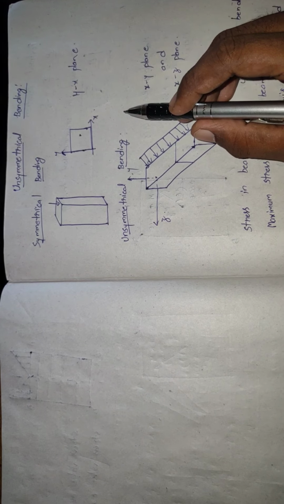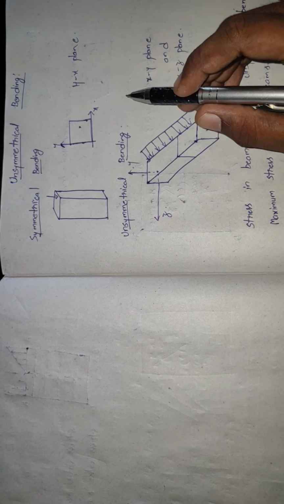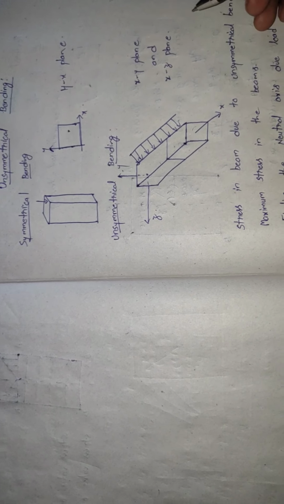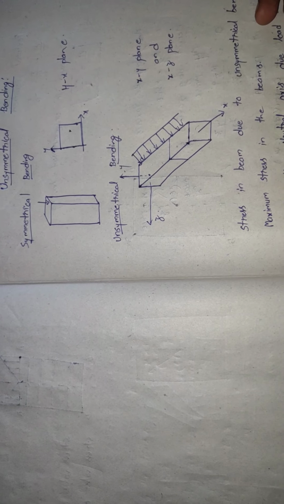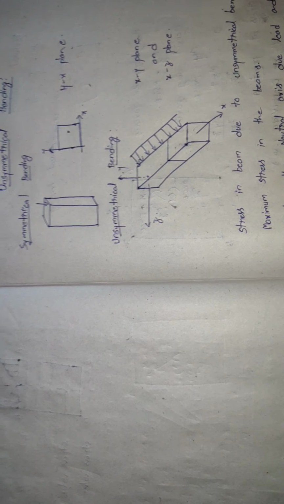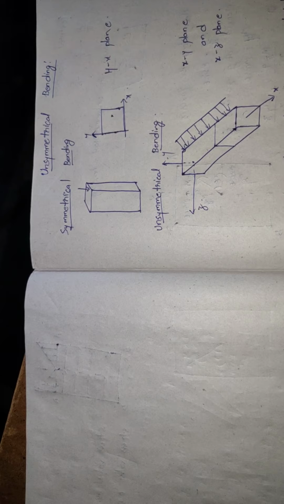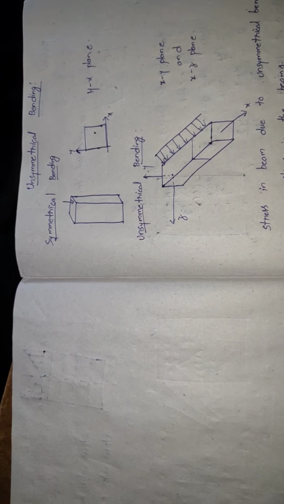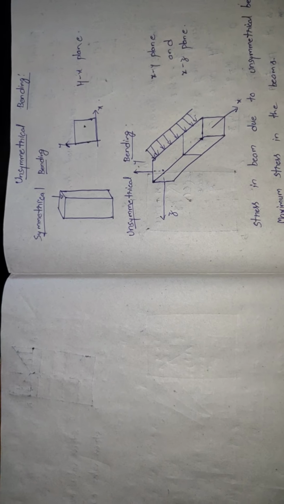When the load is applied, if the bending takes place only in a single plane, then it is called symmetrical bending. If it is bending in two planes, then it is called unsymmetrical bending. Okay, now we are going into the topic unsymmetrical bending.